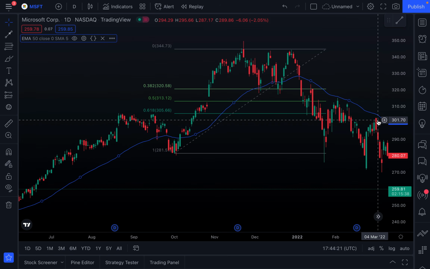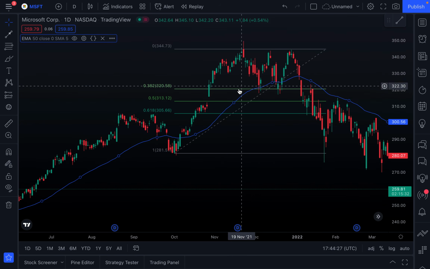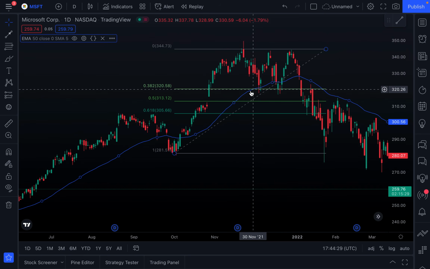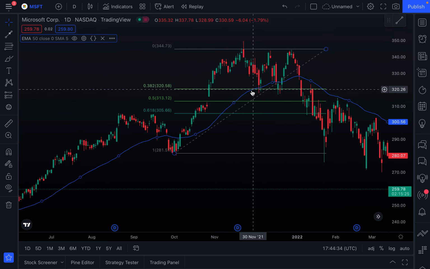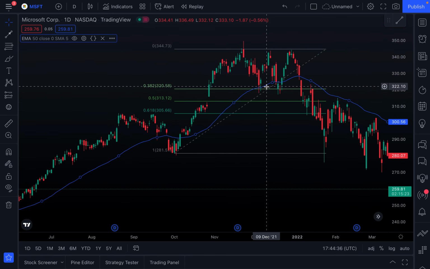And here is what's very interesting and what you want to look out for. You want to look for where the retracement level intersects the 50 EMA line. Why? Because again, like I just mentioned, the 50 EMA line a lot of the time serves as support and resistance. We know that the retracement level serves as support or resistance.